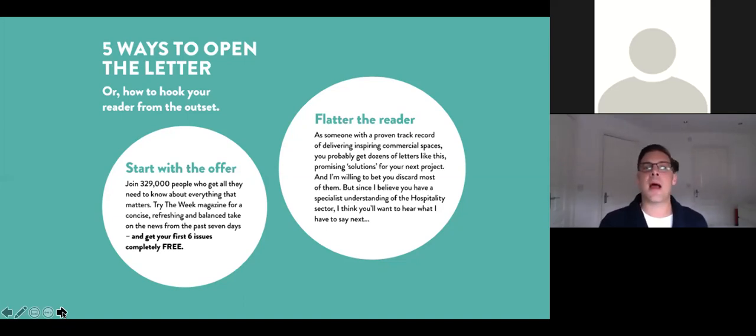So right from the outset, two things going on there. The first, state how many people are already doing this. That's powerful. People like to feel that if lots of other people are doing it, it must be a good idea. So 329,000, again, a nice specific number. And then get your first six issues completely free. So there are two important points they're making in the first two sentences of the letter.